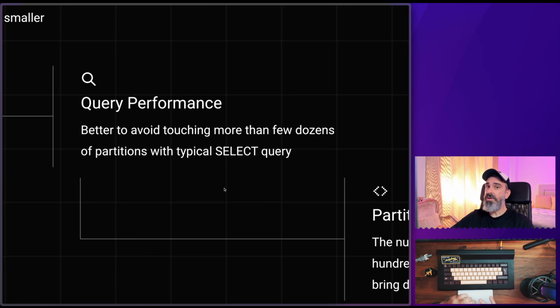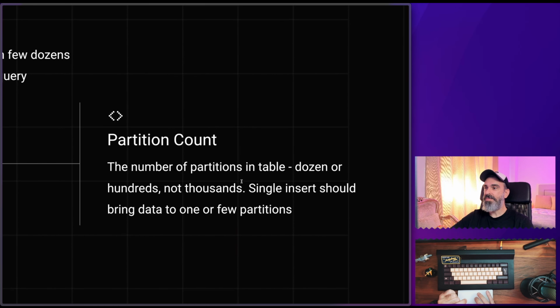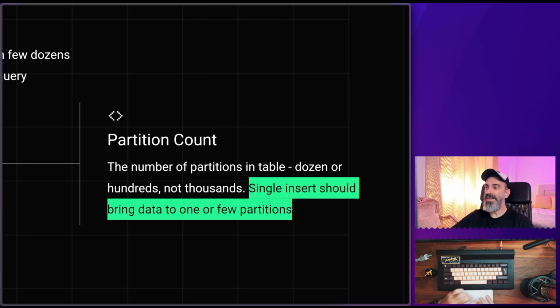Think about how you're going to query your data. So you create a partition key that avoids touching more than a few dozen partitions with your typical select queries. And on insert, a single insert ideally should bring data to one or a few partitions. This is why you usually have to buffer data before inserting and have some kind of ingestion proxy that creates proper insertion paths, let's say, okay?